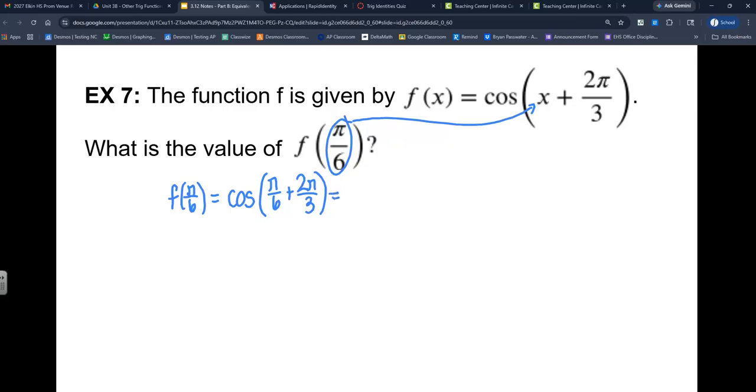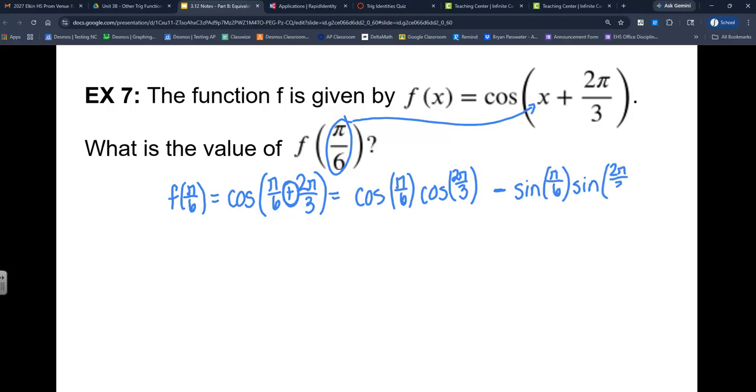So cosine is the cosine conga. We got cosine, sine, sine. Don't forget to change the sign. So since this is a positive right here, I need a negative right here in the middle. And then we just do pi over 6, 2 pi over 3. Pi over 6, 2 pi over 3.